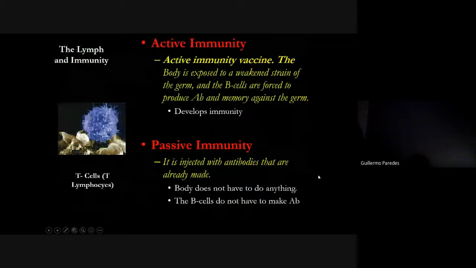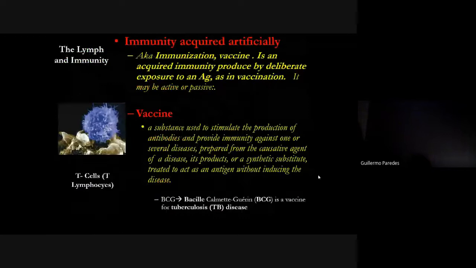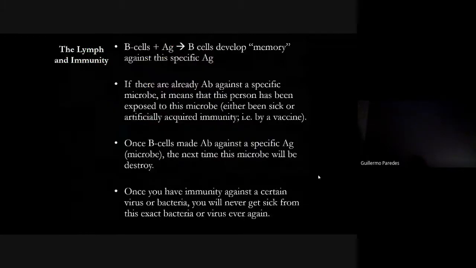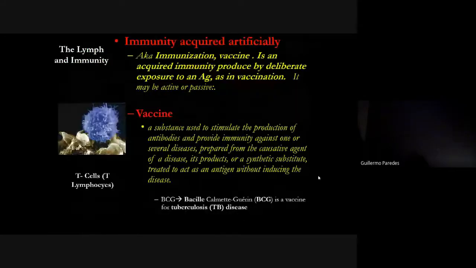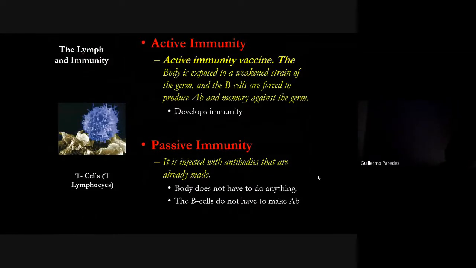All right, so here we have immunity acquired artificially. We are going to talk about the vaccine. With vaccines, we have active immunity and we have passive immunity. Active immunity, active immunity. So for example, what are the vaccines they're giving you now?